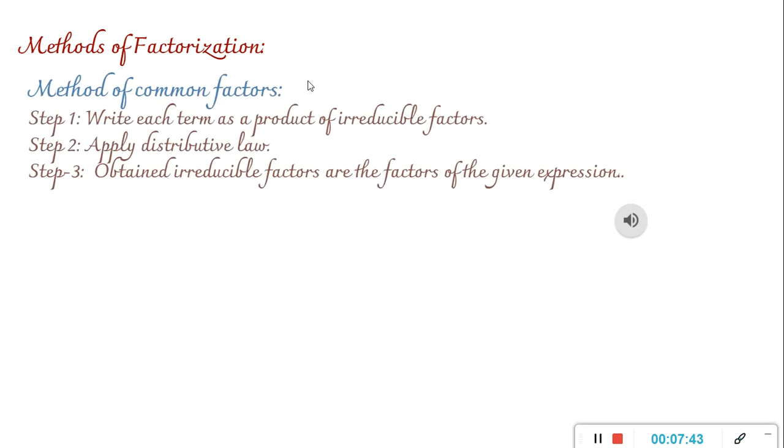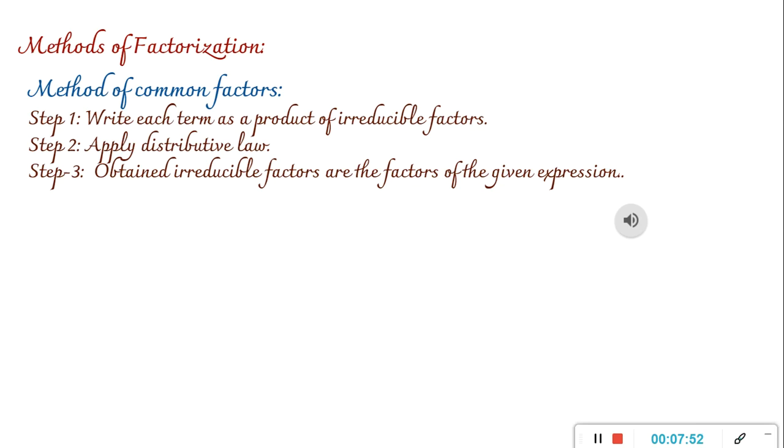So, these are the various methods of factorization: method of common factors, method of regrouping, factorization using identities, and factors of the form x plus a into x plus b. So, these are the four ways of factorizing algebraic expressions. Let's learn them one by one. First, we will learn type 1, that is the method of common factors. Let us try to understand it using an example.